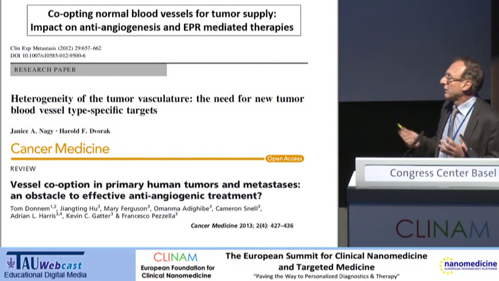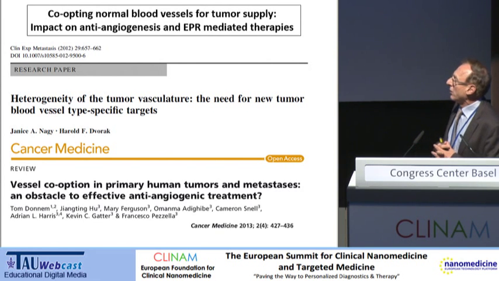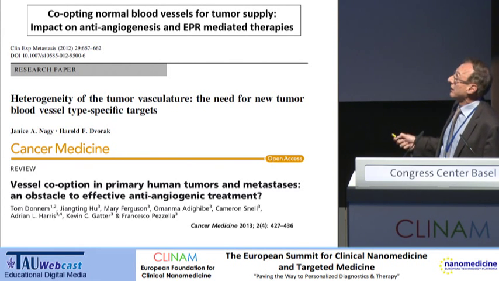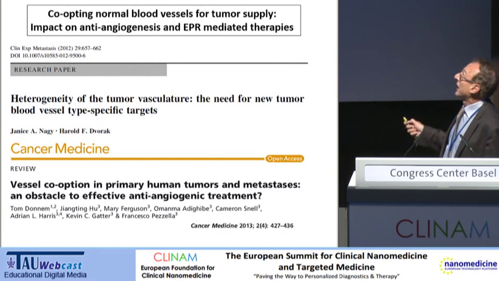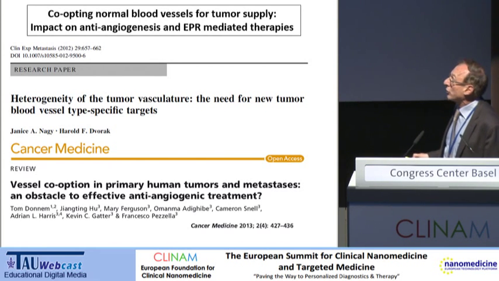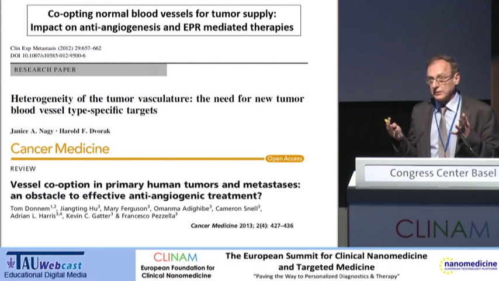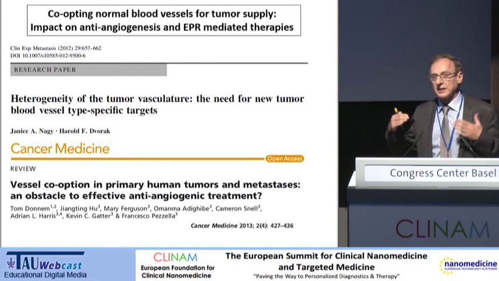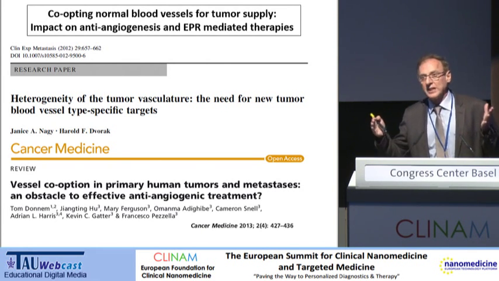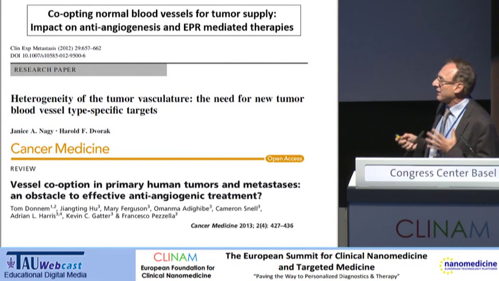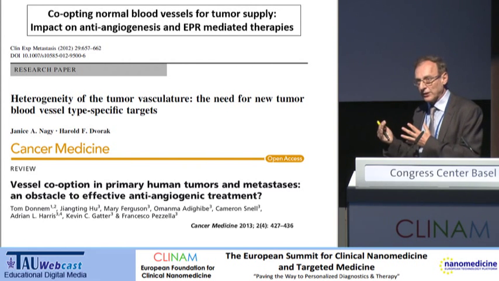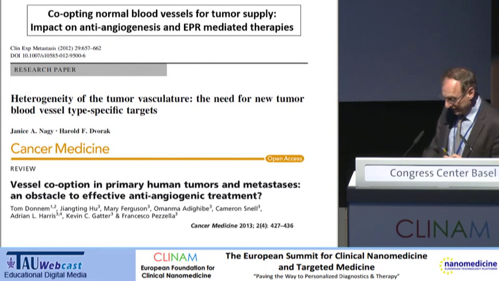And another important thing that is now also becoming very critical, not only in the anti-angiogenesis treatments, but also may have an impact on EPR-mediated therapies, is what is called co-opting blood vessels. It turns out that in many metastases, the tumor cells seep around the normal blood vessels, and they utilize the normal blood vessels as their primary supply of oxygen and nutrients, such that the EPR effect can work better in the primary tumor and less effectively in metastatic tumors.